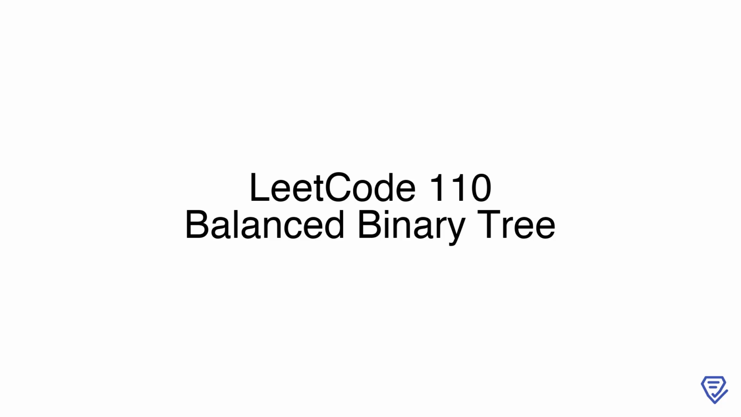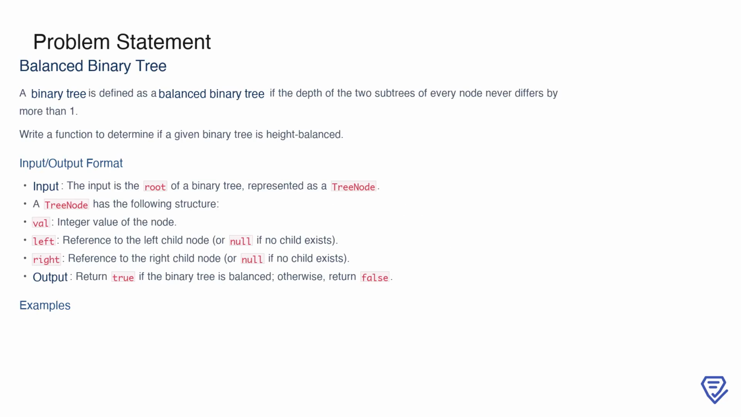Let's get started. In this problem, we are tasked with determining whether a binary tree is a balanced binary tree. A binary tree is considered balanced if, for every node, the depths of its left and right subtrees differ by no more than 1. To solve this, you will write a function that receives the root of a binary tree as input and returns a Boolean value, true if the tree is balanced and false otherwise.